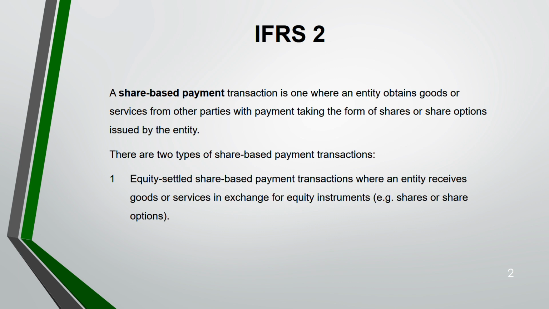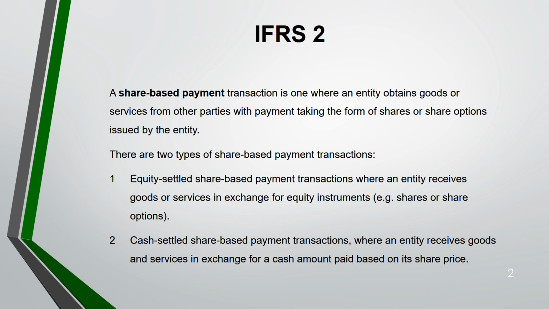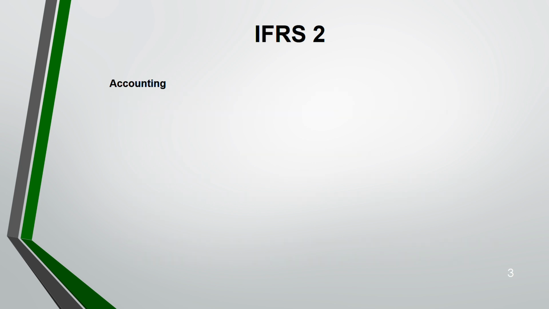First, equity settled, next cash settled. Equity settled share-based payment is when an entity receives goods and services in exchange for equity instruments. That means shares or share options. Cash settled means the entity is receiving goods and services in exchange for a cash amount that is paid based on the share price. Now, in your exam, you can be asked any of the two: equity settled, cash settled, or both in the same question.